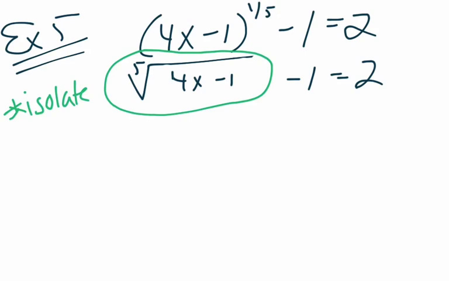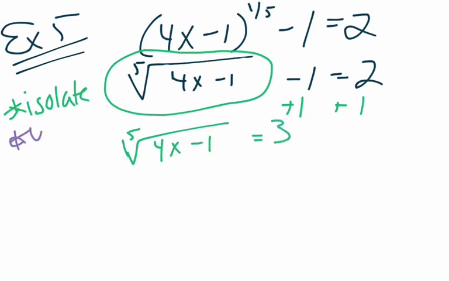So I need to isolate it by getting rid of that 1. And then that will give me the 5th root of 4x minus 1. Negative 1 plus 1, of course, is 0, and 2 plus 1 is 3. Step 2, undo. This is a 5th root, so we undo it by raising both sides to the 5th power, which will give us 4x minus 1.